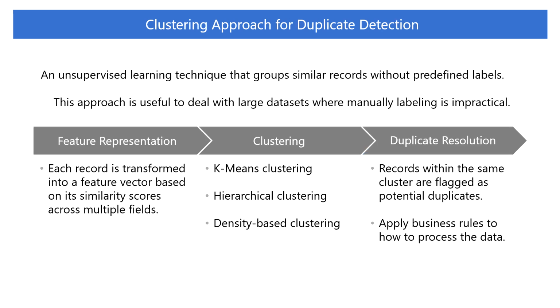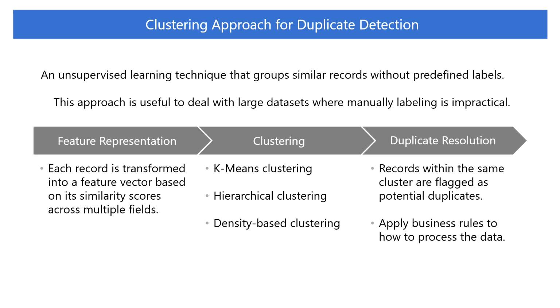Classification is effective when labeled training data is available, but it requires manual labeling and may struggle with large unstructured datasets. This is where clustering-based approaches offer an alternative. Unlike classification, which requires labeled data, clustering is an unsupervised learning technique that groups similar records together without predefined labels. This approach is particularly useful when dealing with large datasets where manually labeling duplicates is impractical.